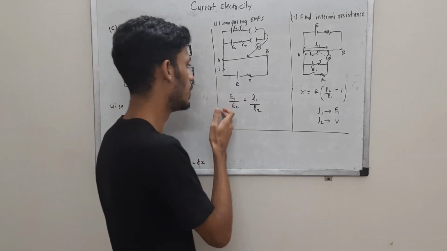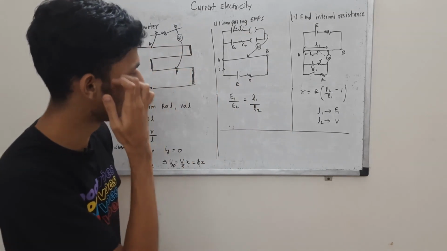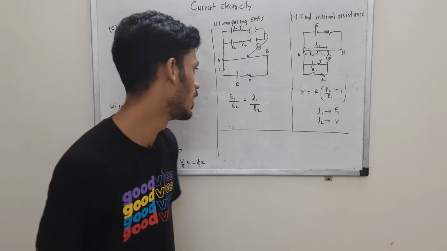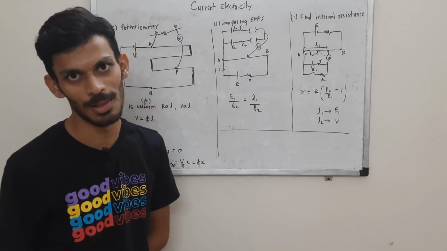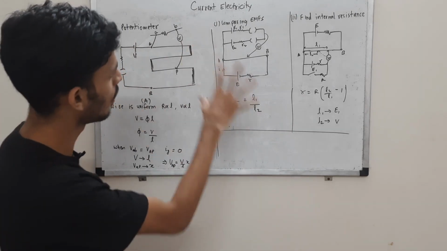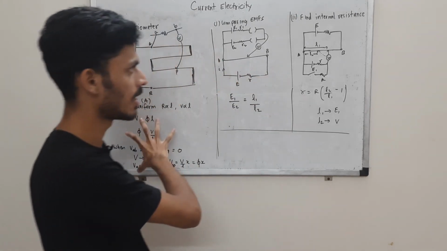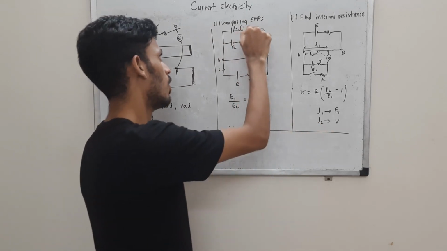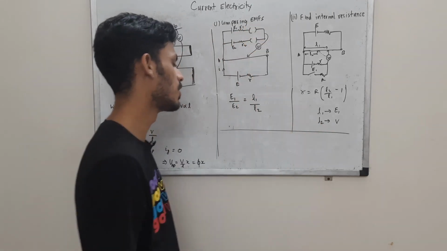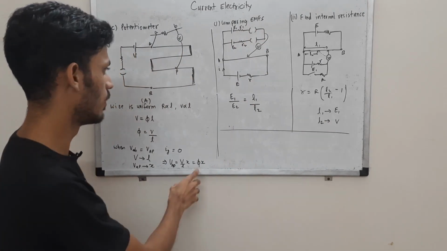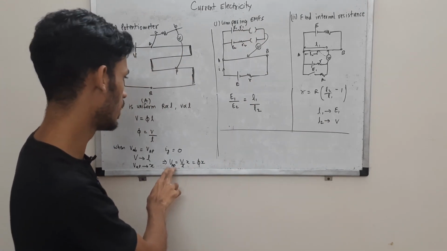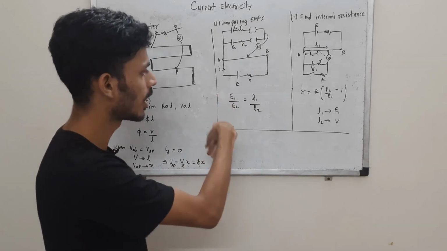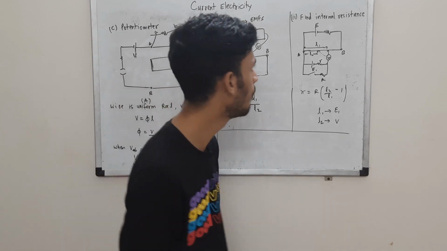E1 by E2 will be L1 by L2. So if you know the EMF of one cell and the balancing length of both cells, then you can find the EMF of the other cell. That is how you can compare EMFs. It's the same concept as before. Basically you are finding potentials, the potential of this cell first and then this cell, using the balancing law. If you see, E1 is phi times x1, and E2 is phi times x2, so those two cancel and you have L1 and L2.